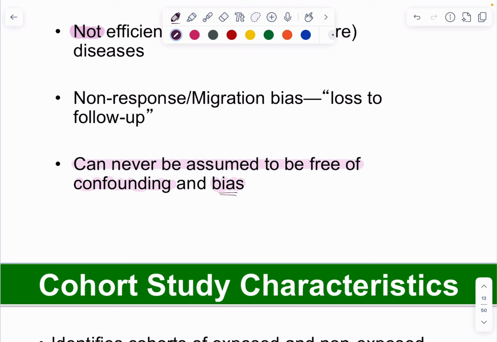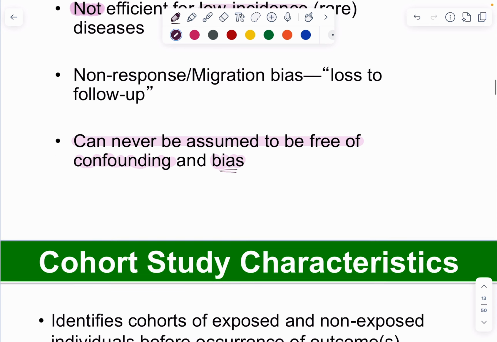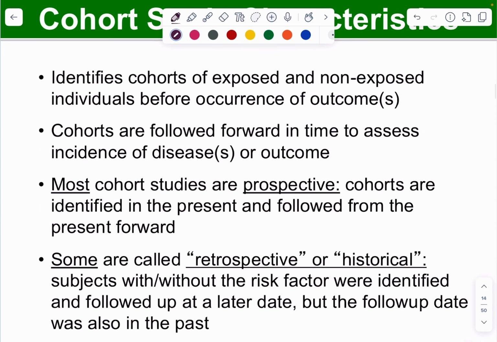So, identify cohort study characteristics. Identify the cohort of exposed and unexposed. The four things we know: cohorts are followed forward in time to assess the incidence of the disease. Most cohort studies are prospective. Cohorts are identified in the present and followed forward, I told you. It's in the future, starting from the present till the future.